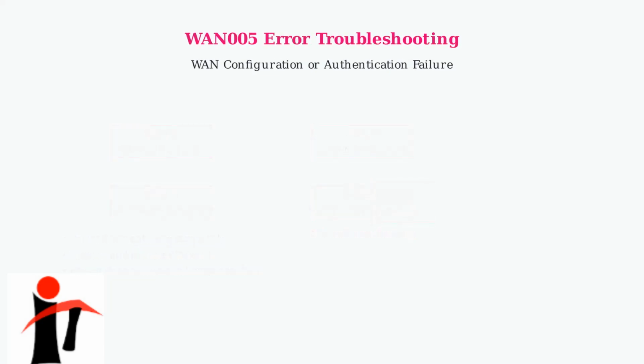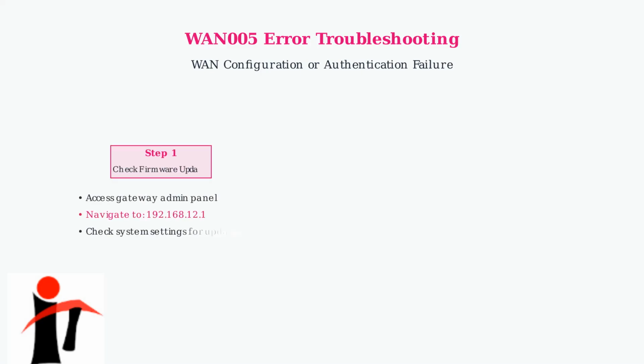Now let's move on to WAN005 error troubleshooting. This error typically involves configuration or authentication problems that require more technical solutions. Step 1 for WAN005 is checking for firmware updates. Outdated firmware can cause authentication and configuration conflicts.